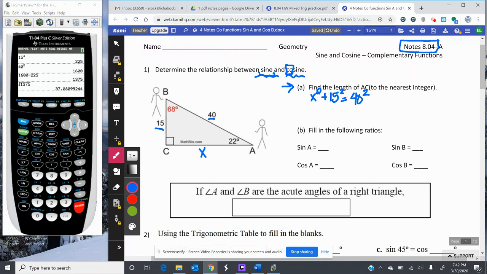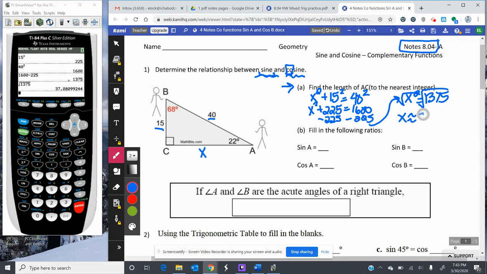So remember, we're working with right triangles. We can use the Pythagorean theorem. I could have set up a trig function, but it's just a little bit more involved. So from here, x squared plus 225 equals 1600. Subtract your 225 over, and we get x squared equals, and I've double checked this in my calculator, 1375. So from here, to get x alone, we take the square root of both sides.